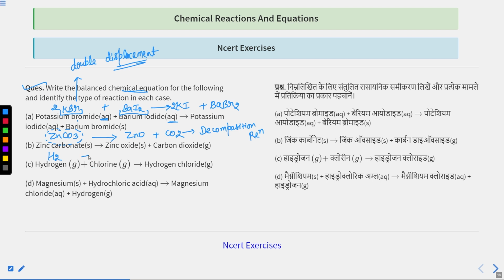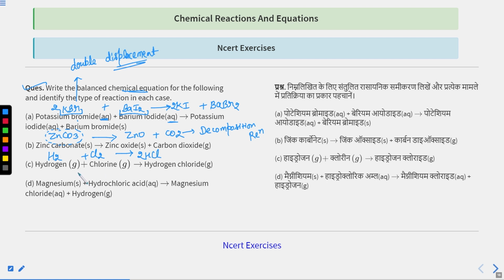Hydrogen gas plus chlorine gas gives hydrogen chloride gas. So H2 plus Cl2, and if I go with the above reaction, which is part B, ZnCO3 gives ZnO plus CO2. You can see this reaction is a completely balanced equation, so the unbalanced and balanced forms are the same, right? ZnCO3: one Zn left side, one Zn right side. One carbon left side, one carbon right side. 3 oxygen left side, 3 oxygen right side. So H2 plus Cl2 gives HCl. You can write 2 here, so it will give 2 HCl. This is a balanced chemical equation.